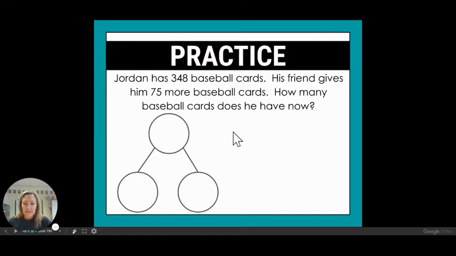So my first sentence says, Jordan has 348 baseball cards. We're going to pause there because that's important information.